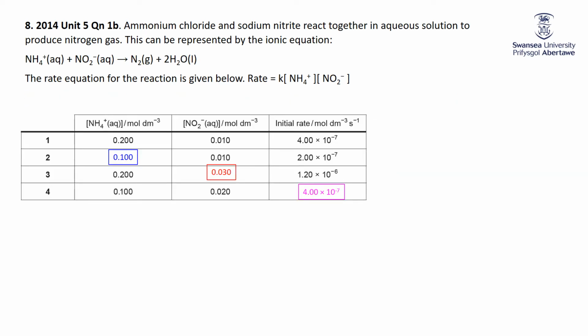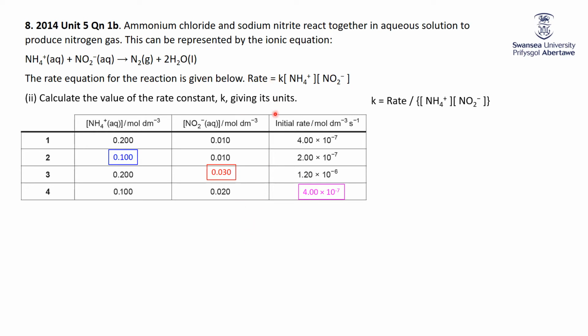Right, so there's the table with our data in. Calculate the value of the rate constant k, giving its units. Well, let's see, we know the rate, the ammonium and the nitrite, so the only thing we don't know is k. So I'm going to rearrange this equation to give me k all by itself. I'm going to take the rate and divide it by [NH4+] times [NO2-], essentially taking both of these over to that side. And now pop in the numbers.